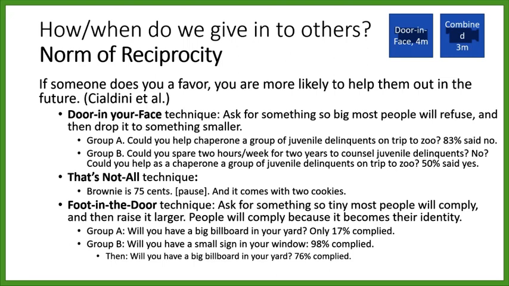And 83% said no. And group B was asked, could you spare 2 hours a week for 2 years to counsel juvenile delinquents? And almost everyone said no. But then if you ask those same people right after they said no, well, could you help chaperone a group of juvenile delinquents on a trip to the zoo? Then half of them said yes. So when they had to decline that first favor, they were more likely to accept the smaller favor, whereas if they had just been asked that smaller favor in the first place, they wouldn't have accepted.